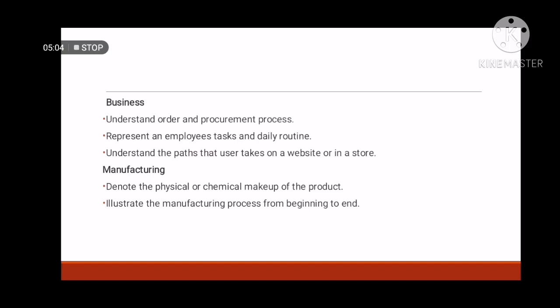Business. Understand other procurement processes, represent an employee task and daily routine. Understand the path that a user takes on a website or in a store. Manufacturing. Denote the physical or chemical makeup of the product. Illustrate the manufacturing process from beginning to end.